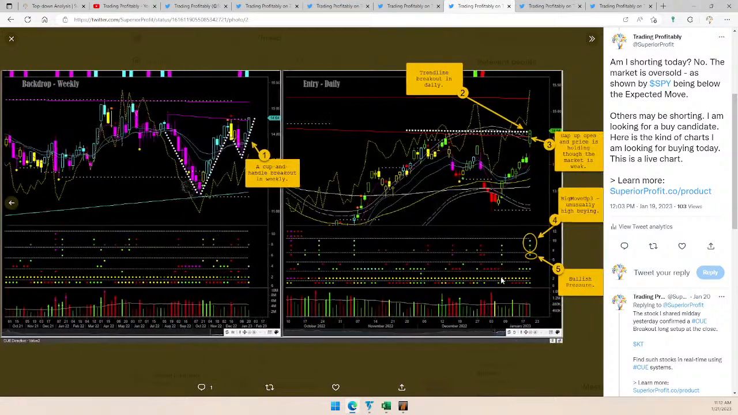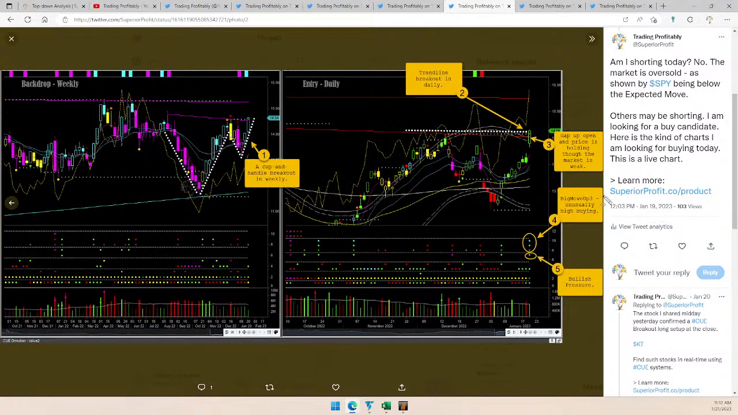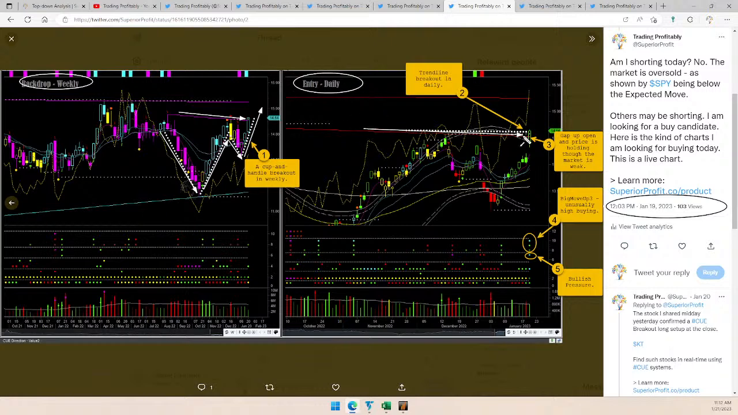Let's look at the live chart. This is the chart I shared. When did I share it again? Let's see. This is a chart I shared at midday on Thursday when many people turned bearish, but I was looking for buying candidates and I saw this stock. I liked it because it was creating a kind of cup and handle pattern in weekly chart, very nicely breaking out of the trend line resistance, and in daily also it was breaking out of a trend line resistance.